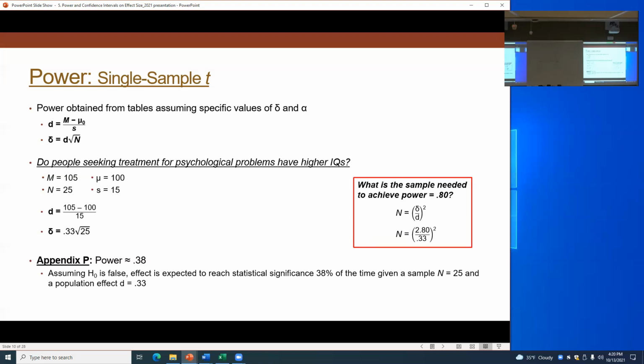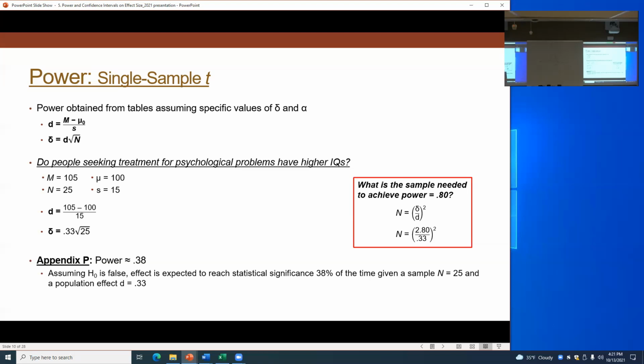If I know that my non-centrality parameter equals my effect size divided by the square root of my sample size, just rearrange that equation and solve for my sample size. So if I do that, I'll get n is equal to sigma over d squared. Okay. And so if I go through and plug that in, I get 2.80 over my effect size 0.33 and square that.